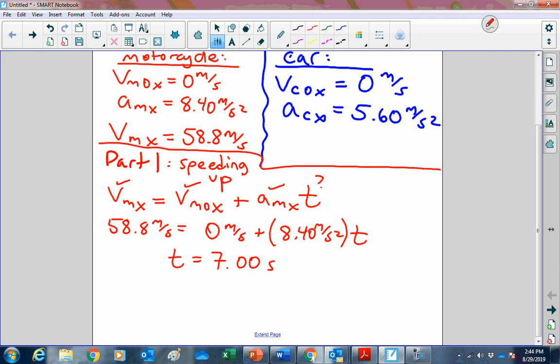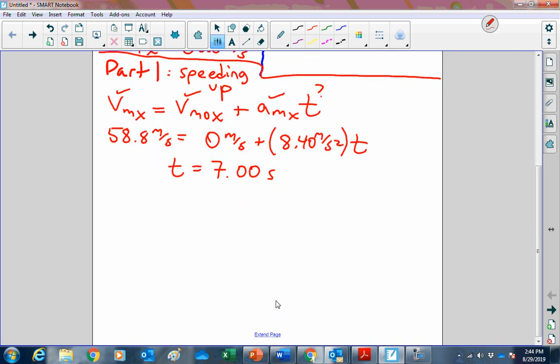And then I also would like to know, because I care about position, where is the car, or sorry, the motorcycle at that point in time. Now I have lots of information. So there are several equations I could use. So I just pick one.